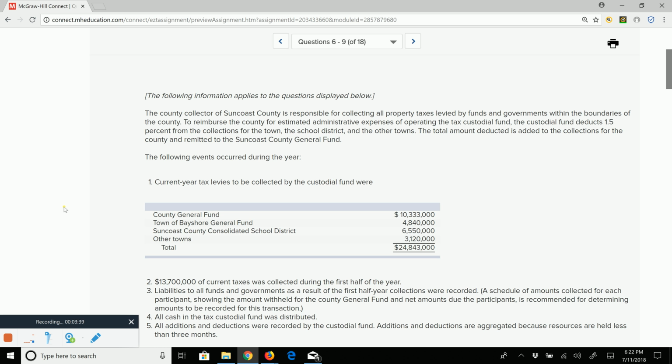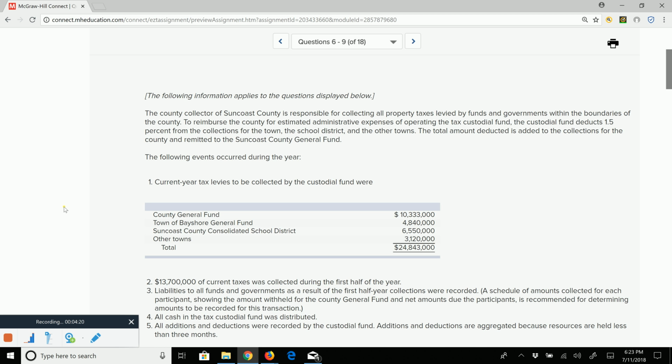So basically what this is saying is the county is the one that's going to operate the custodial fund. Because the county is using their own employees and doing all the work, even though the town, school district, and other town taxes are collected, we're going to collect all those taxes, but deduct 1.5% off the top. And that 1.5% that we deduct from all the other governments is going to be remitted to the county. We're just reallocating the funds that we're collecting.